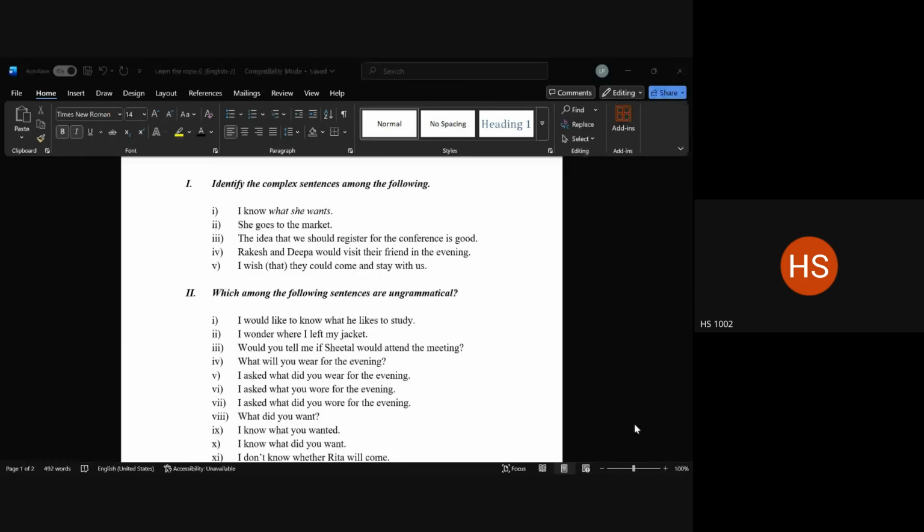this they could come and stay with us is what? What kind of clause is it? Subordinate clause, right? Because it's a part of the larger sentence, I wish so and so. And I is the subject of the sentence, wish is your verb, and the object of the verb wish is your subordinate clause, which is that they could come and stay with us, or simply they could come and stay with us, right? So this is again what? What kind of sentence is this?